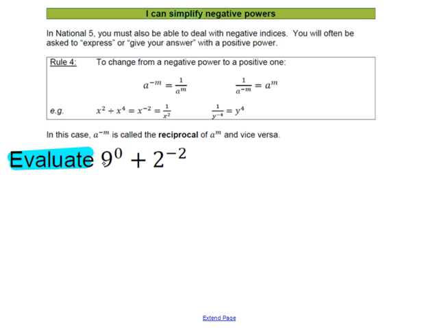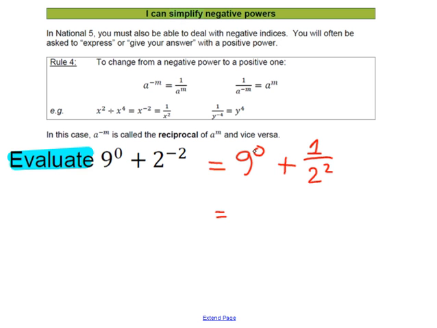So we're asked to evaluate 9 to the power of 0 plus 2 to the power of negative 2. So we're going to work out what all that is. 9 to the power of 0, we're just going to simplify first, we can't really do anything with that yet. 9 to the 0 plus 2 to the negative 2, remember we can rewrite that as 1 over 2 squared. We can then move on and work out what these individual expressions are.